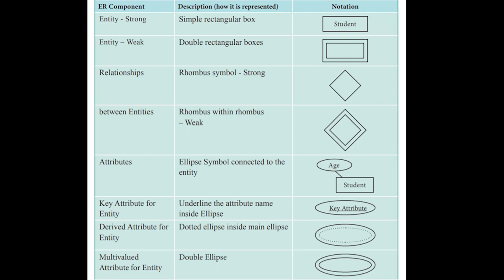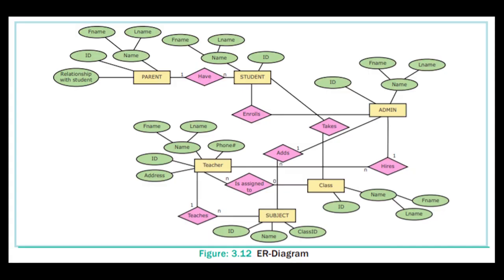Understood? See, derived attribute means we saw one dotted ellipse inside the main ellipse. If it is a multi-valued attribute for entity, then it is a double ellipse. One ellipse will be inside another ellipse. If the word inside the ellipse is underlined, what is it? It is a key attribute. Understood the difference between key attribute, derived attribute and multi-valued attribute? Now see this diagram. When you see this diagram, you can find the relationship, normal entity, strong entity, weak entity, attributes and all, right?